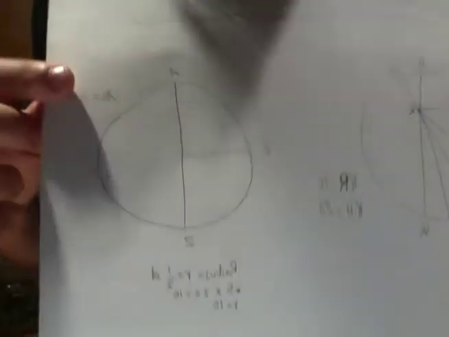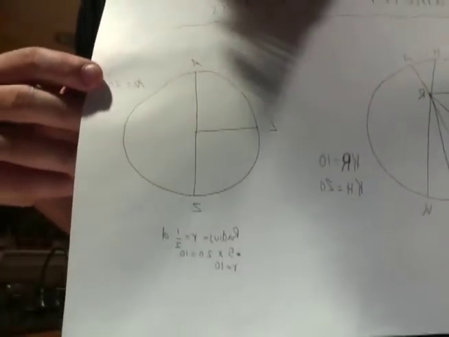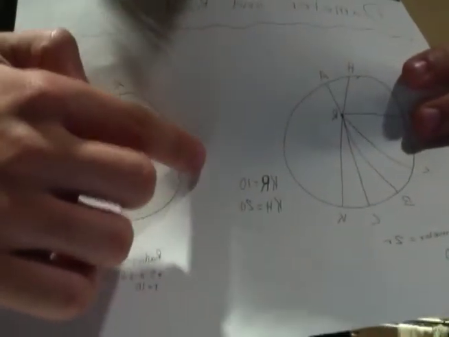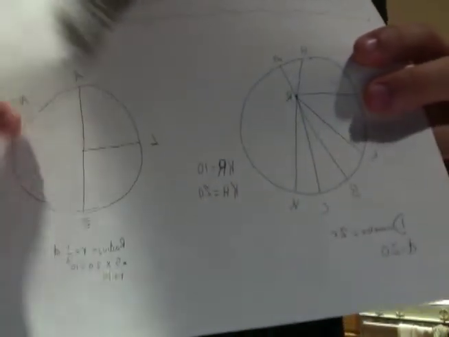Then to find the radius, going the opposite way, if you know the diameter, basically it's half of it, so you're going to divide it by 2. So say right here, A to Z is 20. Then if you're trying to find the radius, you would divide this by 2 to get your radius, and you get 10.